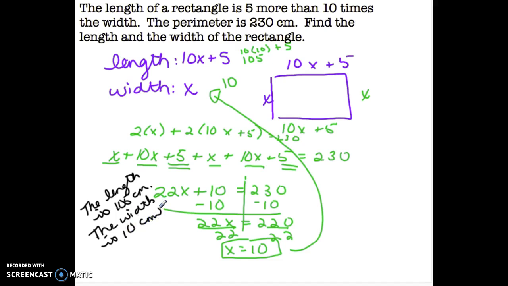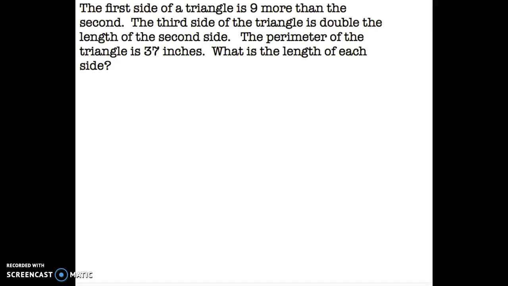Okay, I'm going to do one last problem. This one says the first side of a triangle is 9 more than the second. The third side of the triangle is double the length of the second side. The perimeter of the triangle is 37 inches. What's the length of each side? So this time I'm dealing with a triangle. So I don't usually bother drawing to scale, but I got some sort of triangle here.